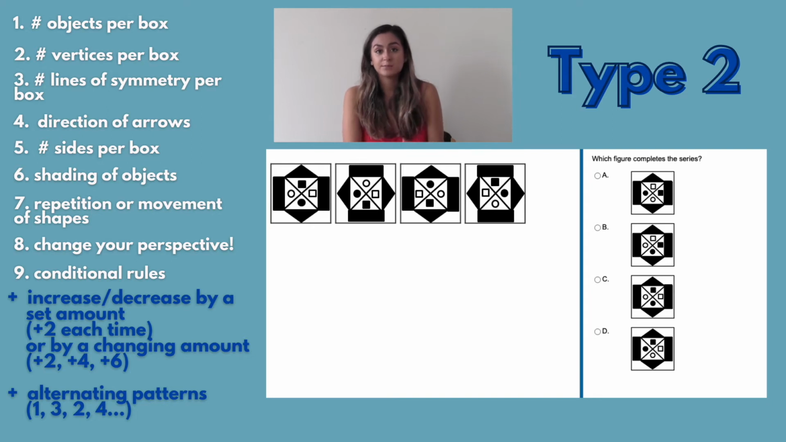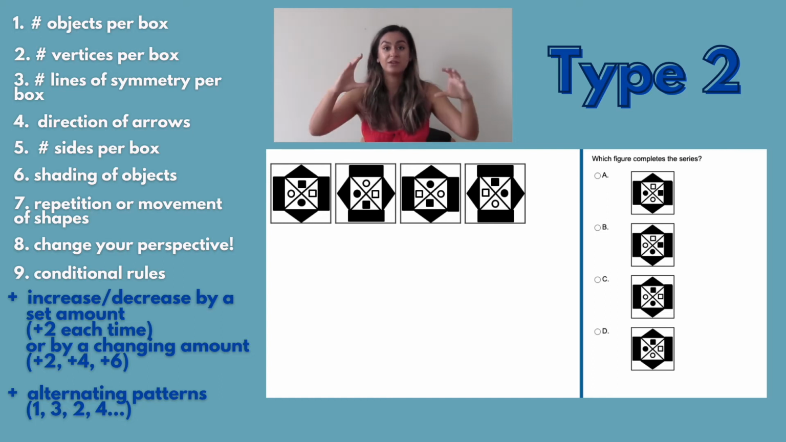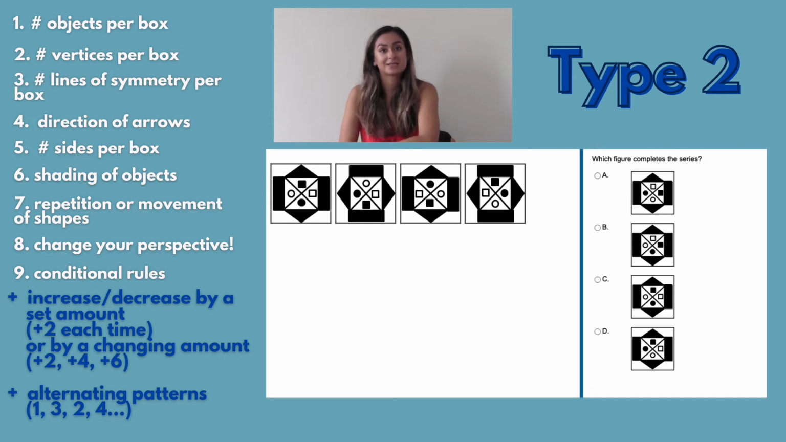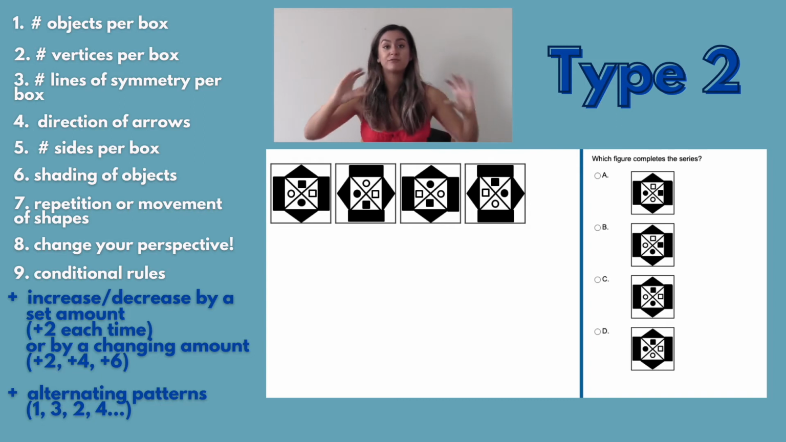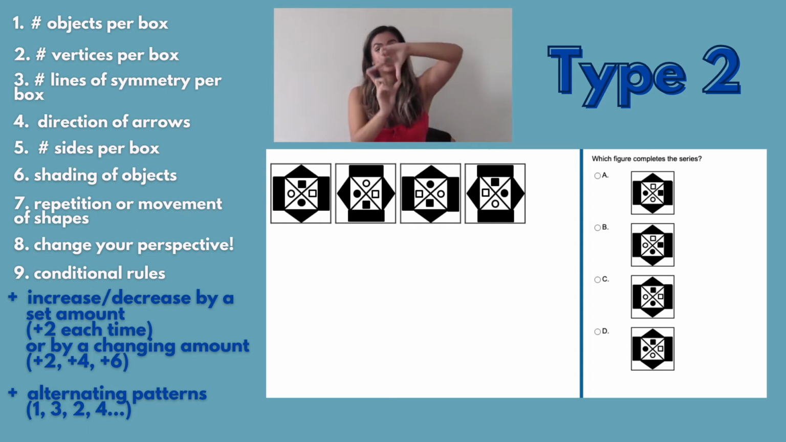Now, with type 2, I personally find it a little bit easier than type 1, because naturally you get given 4 boxes to try and make a link as to what's going on next. And as we've mentioned before, there are almost fewer rules than there can be in the first one. So, for example, it could be that you've got a set of 4 shapes in a diamond shape, and in each box they rotate by 90 degrees.